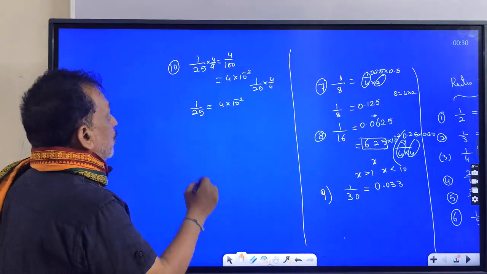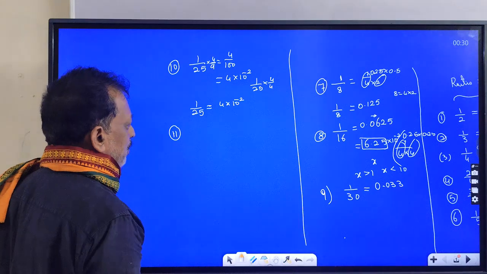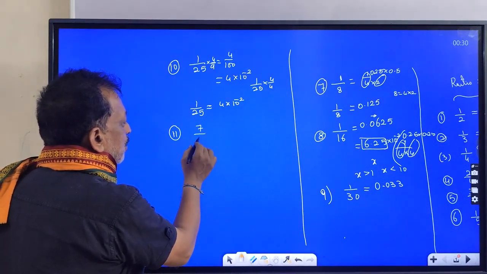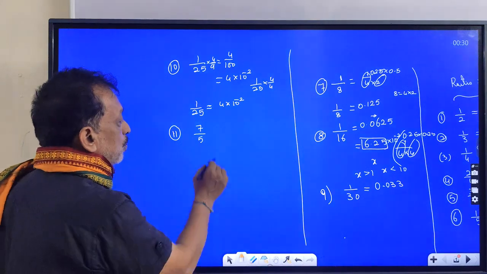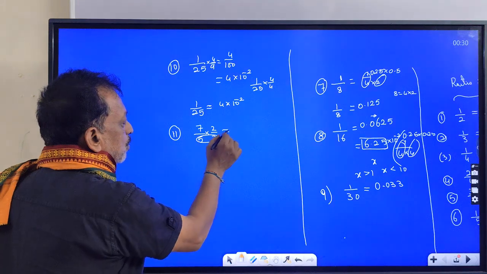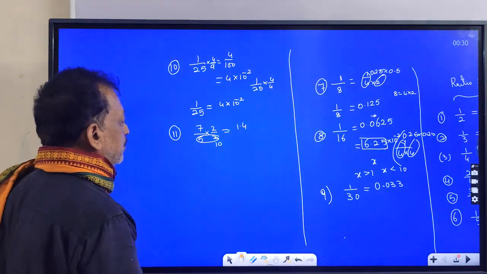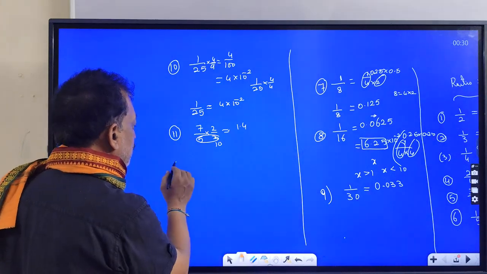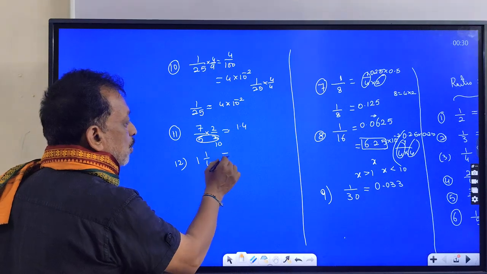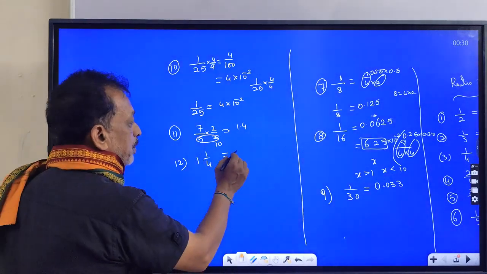This is the value. Now, suppose you take any number, say 7 by 5. What to do? Multiply and divide by 2. This becomes 10, and the numerator is 14, so that is 1.4. See how easy it is? Like this with other numbers. Now 1 by 4: people will do 1 by 4 and so on, but that is going to be 0.25.